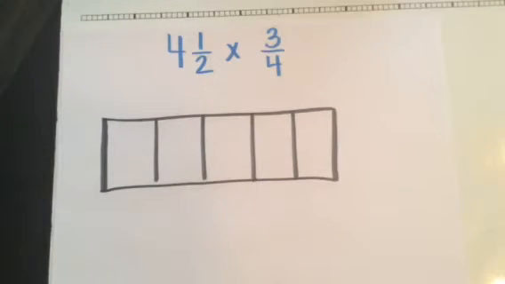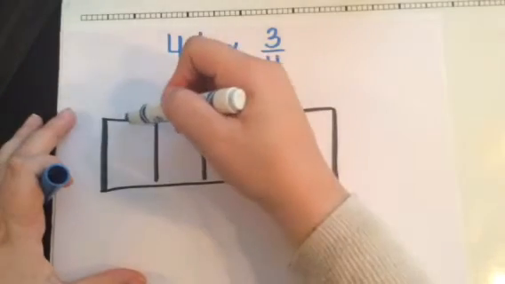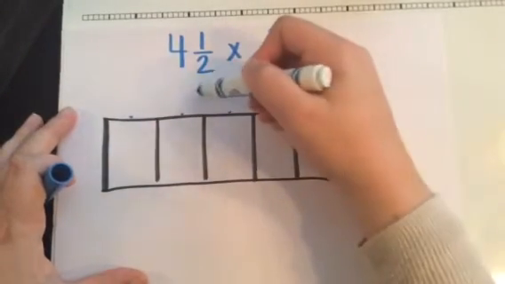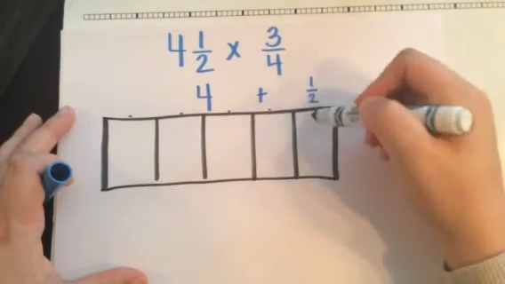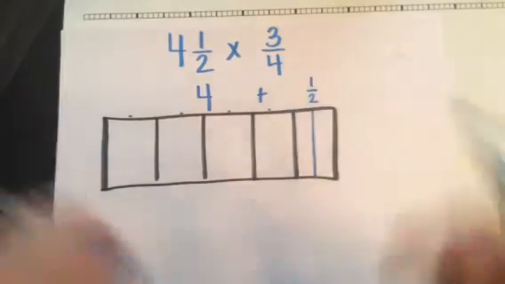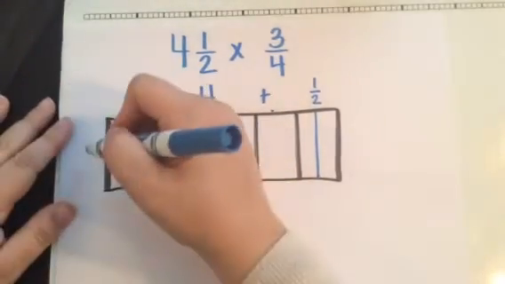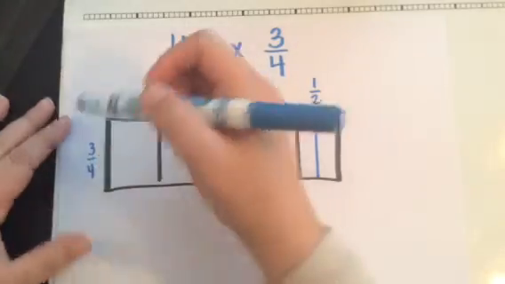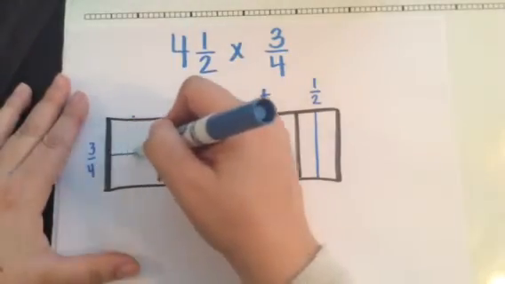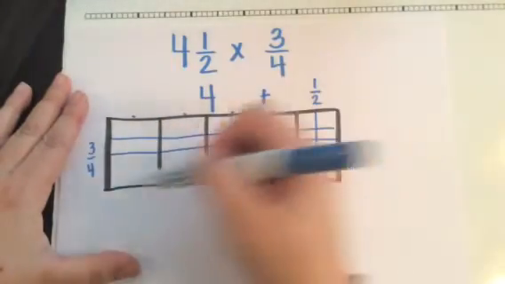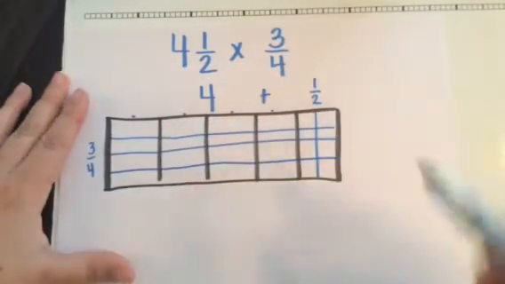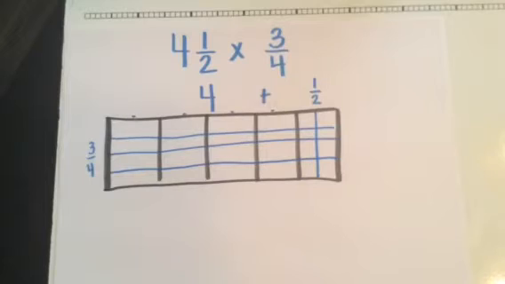And so then now I can go ahead and label what we have here. So we have 4, 1, 2, 3, 4. So 4 plus, and here's where we'll show the 1/2. And that is being multiplied simply by 3/4. So this whole will need to be split into fourths, going horizontally. And again, I'm doing the best we can free-handed on making these sections as equal as we can.